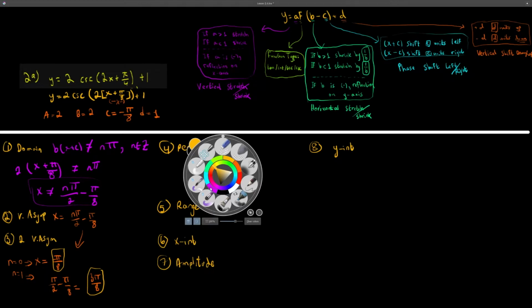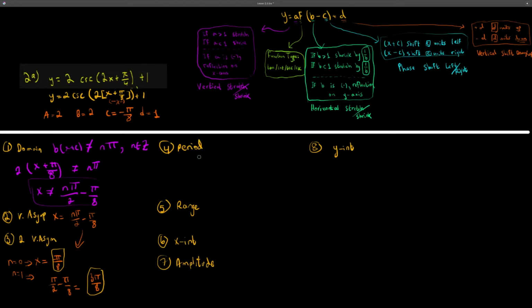Next up, we have the period. Now, the period of cosecant is 2 pi. So 2 pi over b is going to be equal to 2 pi. Now, we know that b is equal to 2 here. So it's going to be equal to 2 pi over 2, which is going to be equal to pi. And that is the period.